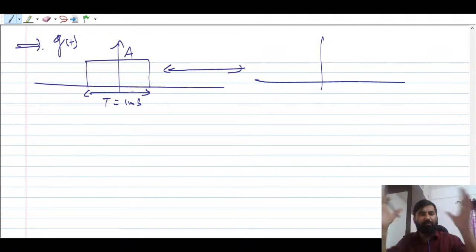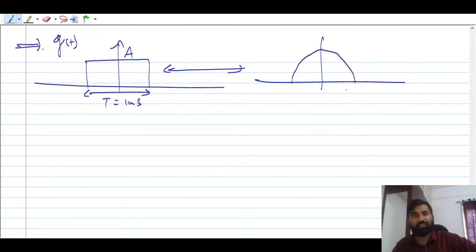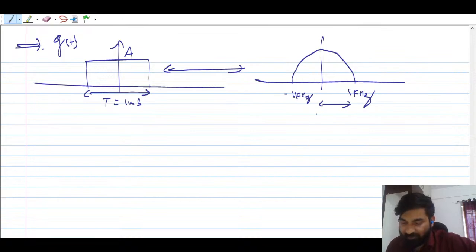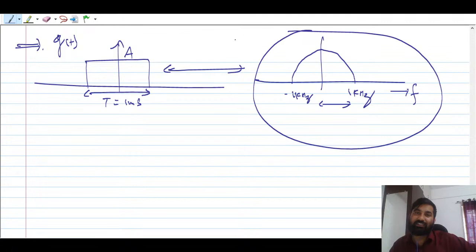So I'm going to consider the main lobe, and the smaller lobes we will neglect. So the bandwidth that comes, I think everybody can mark here, this is nothing but 1 kilohertz minus 1 kilohertz. If someone asks you what is the bandwidth of this, bandwidth is nothing but 1 kilohertz, right? Please remember. Okay. So if you directly send this signal, this is nothing but g of f.